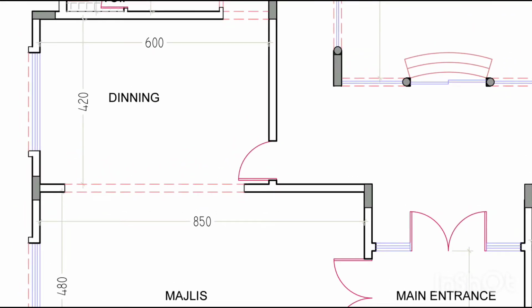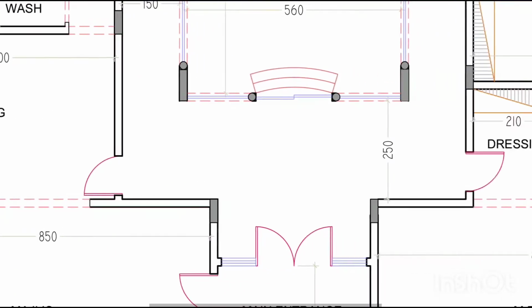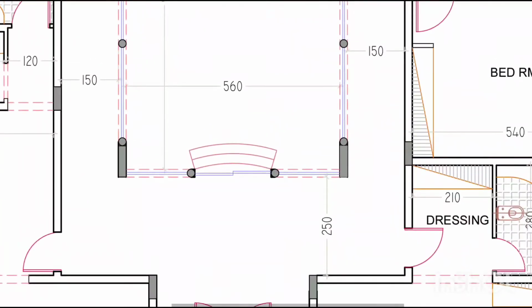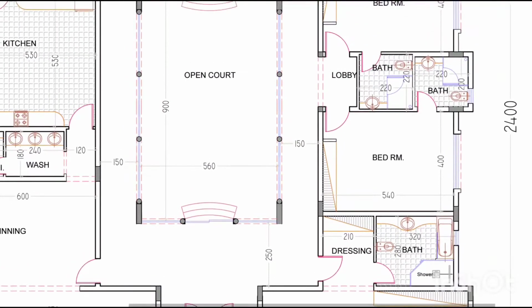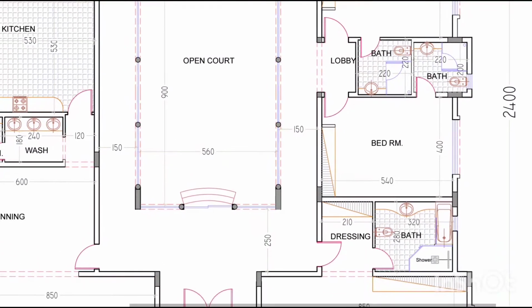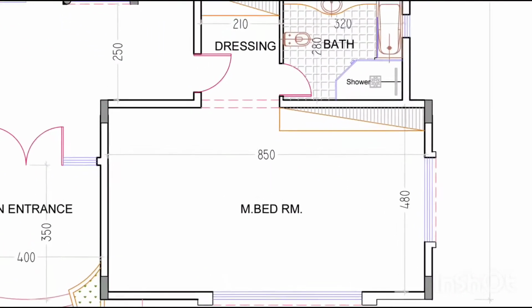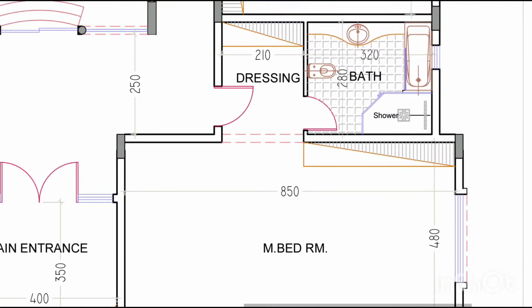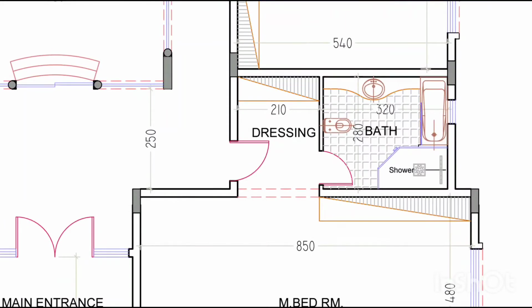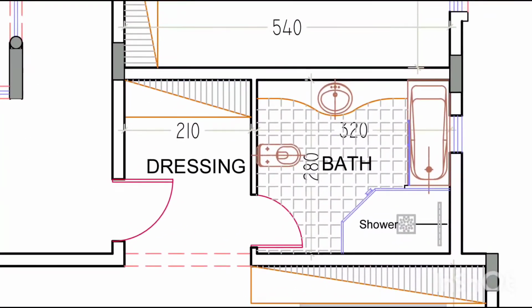Then again this is 420 by 600 centimeter, the dining area. We are getting in this side. So this is our entrance, wide open courtyard. You can see here 560 by 900 centimeter, and this side is our master bedroom, 850 by 480, and this side our dress area, 210, and this side attached bathroom, 250 by 320. So the shower, water closet, wash basin, sink, everything is arranged.